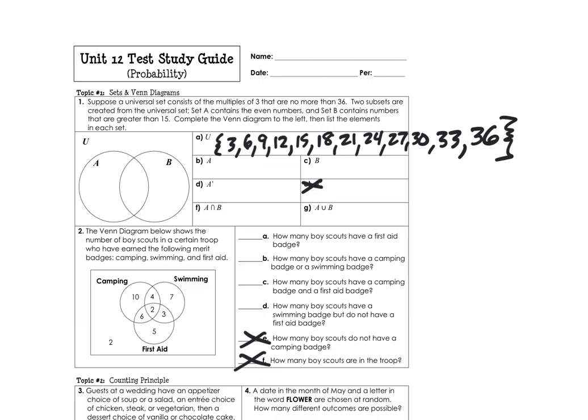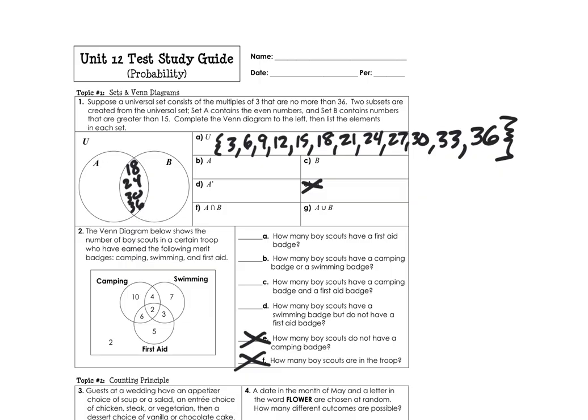And so when I look at A is even numbers. B is numbers greater than 15. So even numbers greater than 15, we always start inside out. We're going to go to the overlap here, and we want even numbers greater than 15. So we're going to go to 18, 24, 30, and 36. And once I put those numbers in there, they're done. We're not going to use them again, okay? They're in the box already.